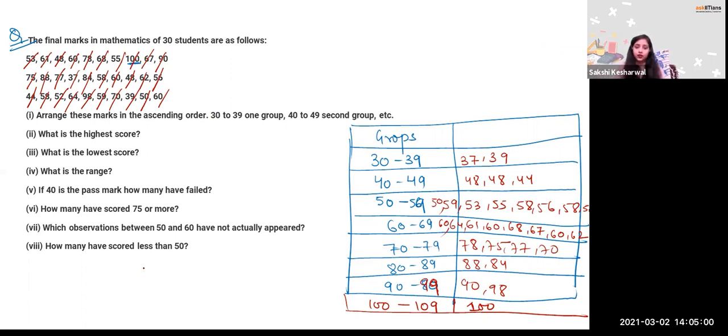So it says in the ascending order, right? What is the highest score? So the highest score over here is what, beta? For the highest score, I'll just rub this again so that you can see what the highest score is.